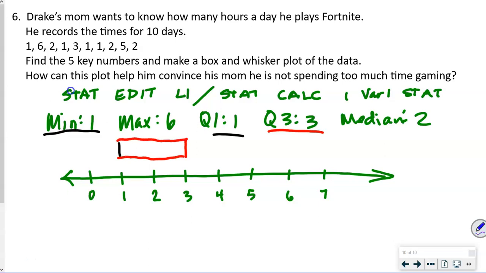Then we've got our median on the inside of here. That's this right here. So that's going to be 2. That's right there. And then the last thing we need is our max, okay? So here's our max. So that's going to be out here.